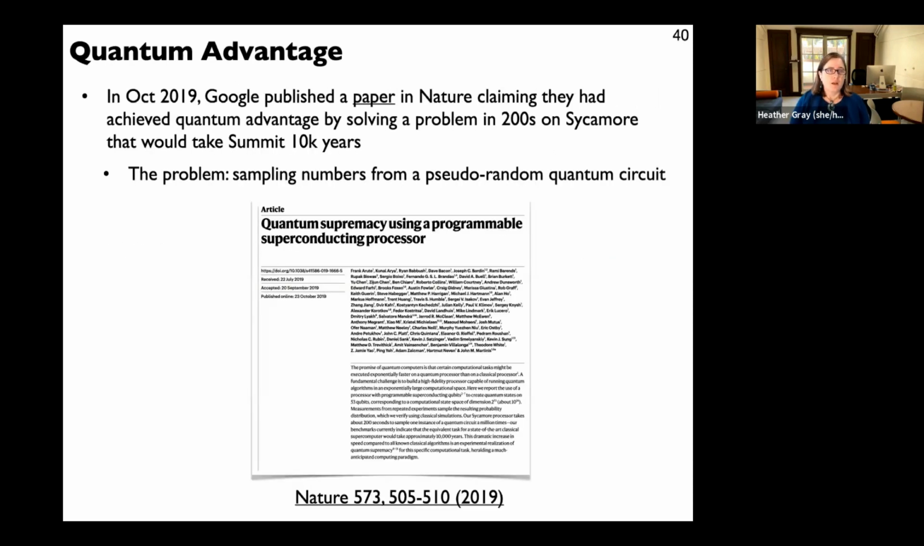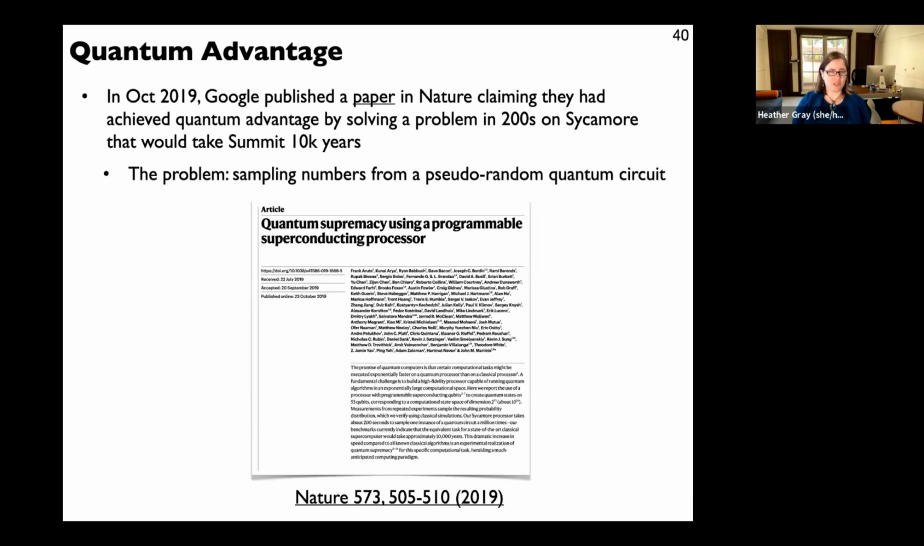Now, in October 2019, Google published a paper in Nature in which they claimed that they had achieved quantum advantage by solving a problem in 200 seconds on that Sycamore chip that would take the largest supercomputer in the world at the time, it's not the largest anymore, which is Summit, actually in the US, 10,000 years. The problem, as you might guess from what I talked about on the last slide, is not necessarily very interesting. In fact, what it is, is sampling numbers from a pseudo-random quantum circuit.